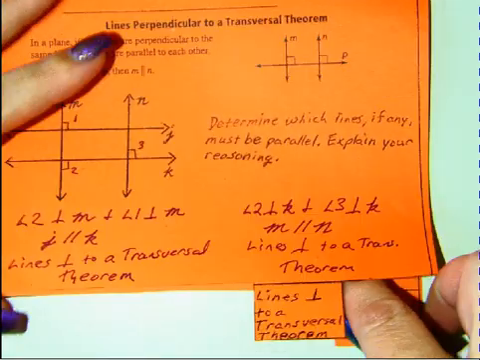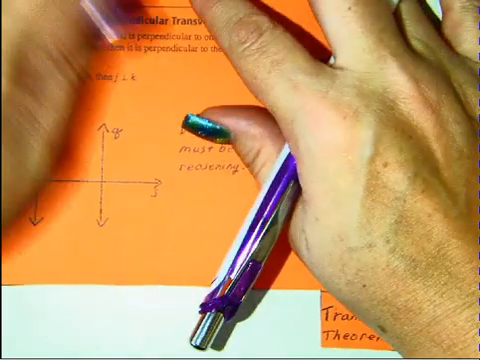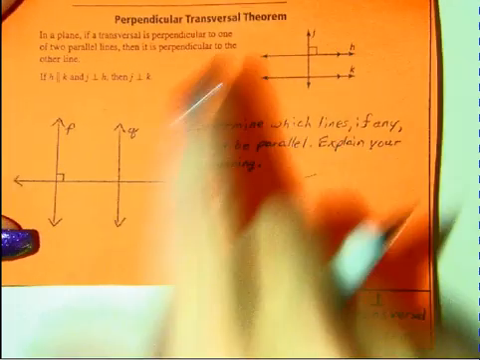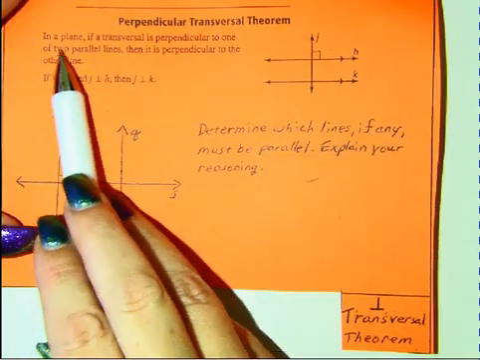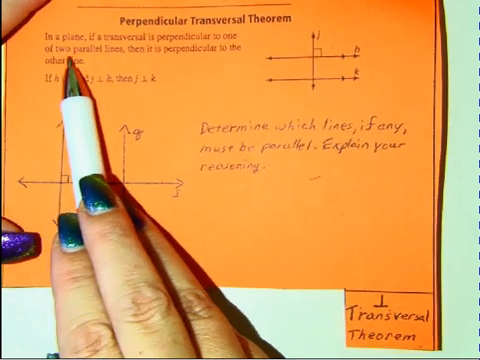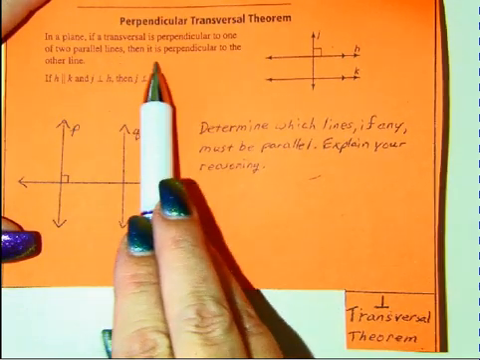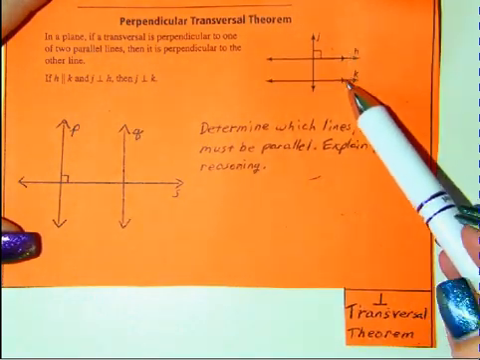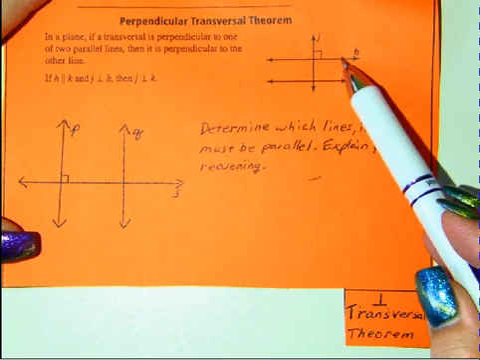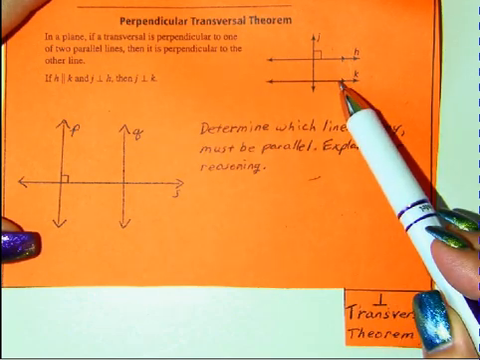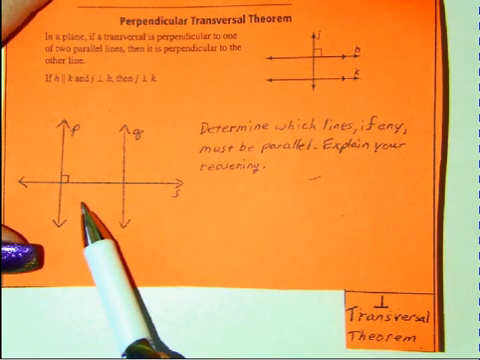We've got one more. This last one is the perpendicular transversal theorem. So it says, in a plane, if a transversal is perpendicular to one of two parallel lines, then it is perpendicular to the other line. So it's saying if these lines are parallel and J is perpendicular to H, then J also has to be perpendicular to K. So let's see what that looks like down here.